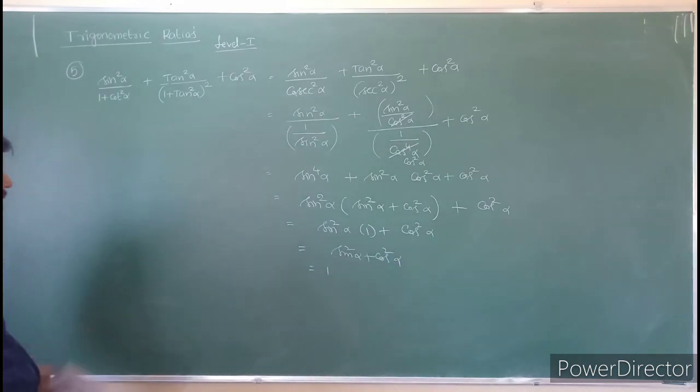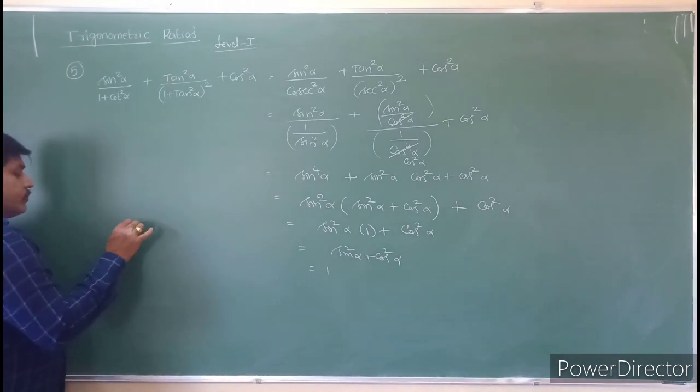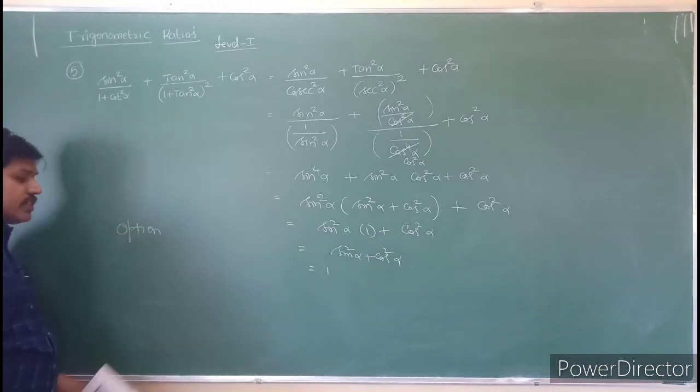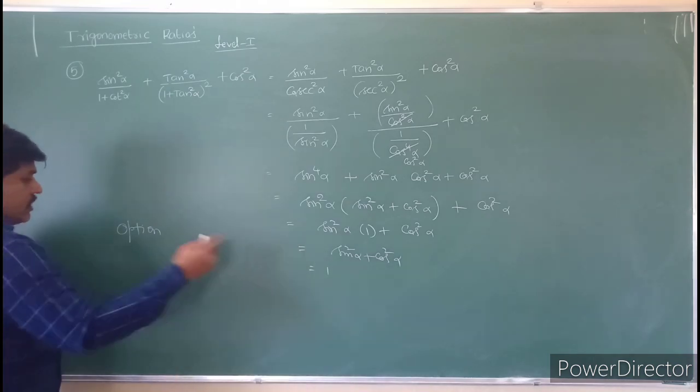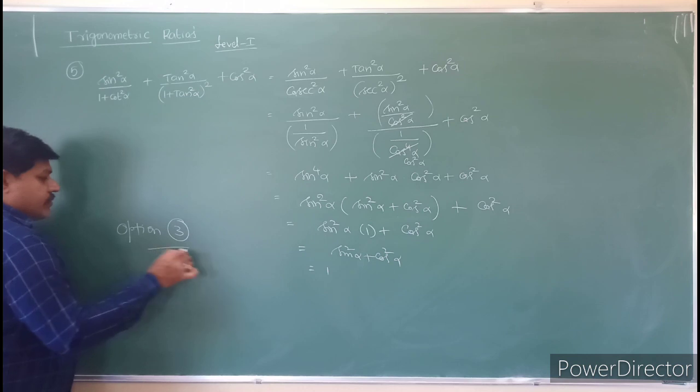So see that one. What is the option for that question? Fifth question, answer is 1. So that is nothing but option 3 is the answer.